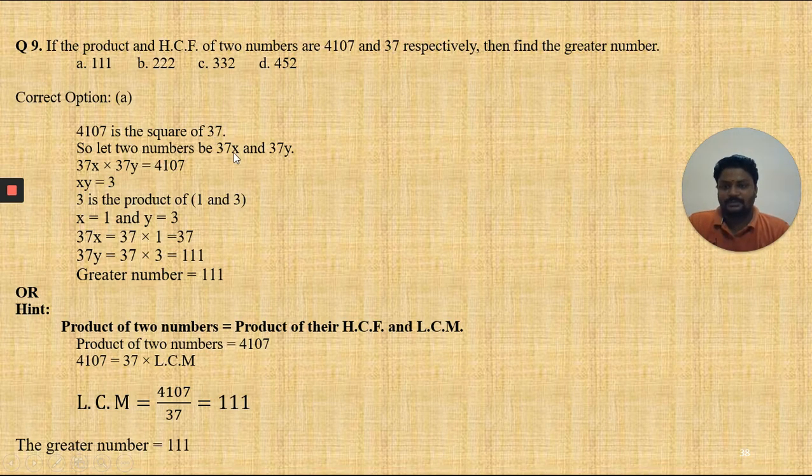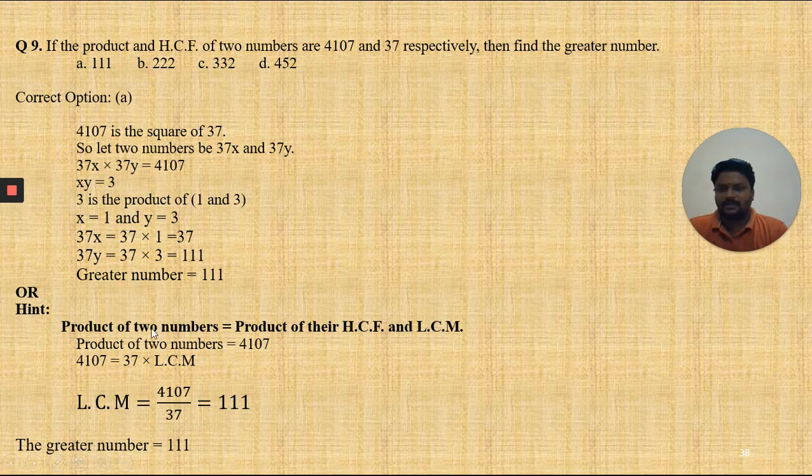So let the two numbers be 37x and 37y, whose product is 4,107. So xy is equal to 3. Simplify this equation: xy is equal to 3. 3 is the product of 1 and 3. So x is equal to 1 and y is equal to 3. 37x is equal to 37 into 1, which is 37. 37y is equal to 37 into 3, which is 111. So the greater number is 111. So option A is correct.